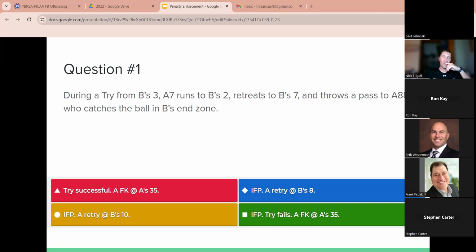Sorry about that. No worries. Green. You got green. You got illegal forward pass, try fails, free kick at the 35. That is correct, right? The loss of down per component is the only thing that matters. We don't carry over the 5 or the 10 yard penalty as a result of that. So that's the correct answer.